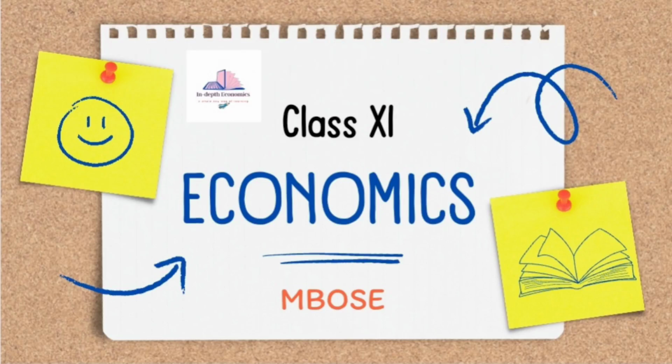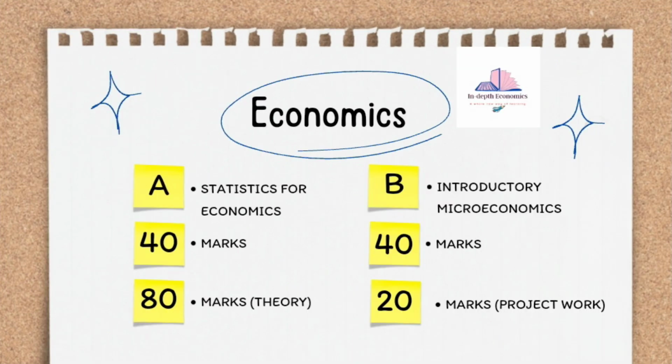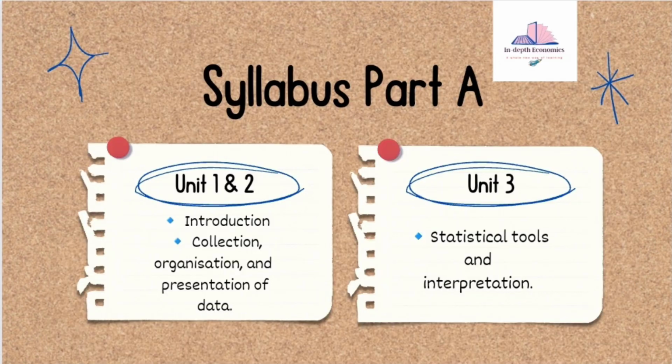Hello students, in this video we will look at the MBOSE Class XI Economics syllabus, distribution of marks as well as promotion exam question types. The syllabus is divided into two parts. Part A, Statistics for Economics, which carries 40 marks, and Part B, Introductory Microeconomics, which carries 40 marks. So the total marks for the theory is 80 and 20 marks is allotted for project work.